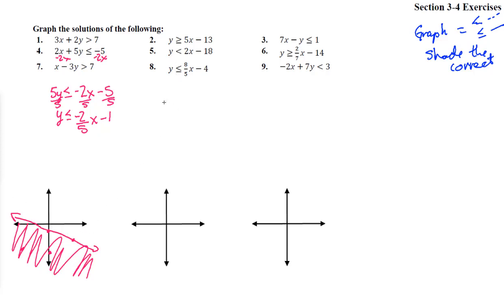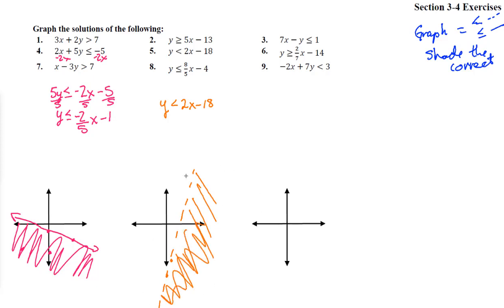Okay, number 5. Ooh, already in y equals mx plus b format. Oop, not equal to. That would change it. 2x minus 18. So we're down at negative 18, way down here, and a slope of up 2 over 1. And we do not want it equal to, so this is a dashed line. There we go. And it says y is less than that. So y, being vertical, is down from the line. There we go. So it's this entire half of the plane over there.